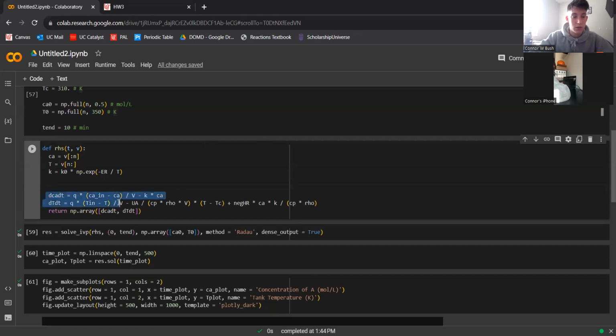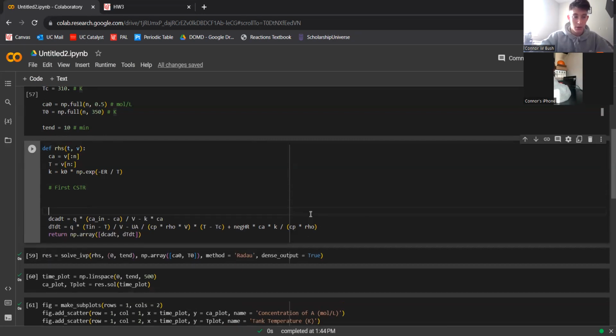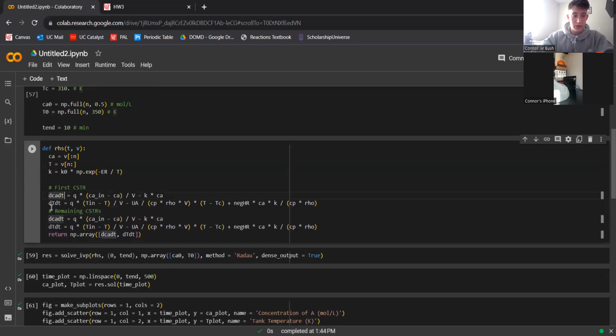Once we modify these equations here, we're going to have two separate forms of equations. We're going to have the dCA dt for the first CSTR, and then for the remaining CSTRs. So we're going to use these equations here that we derived last time. And I'm going to call these dCA dt not, as this will be the first value in this vector here. So our CAN we're given, that remains the same.